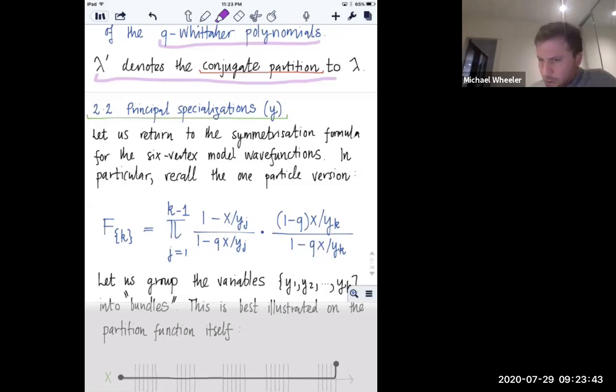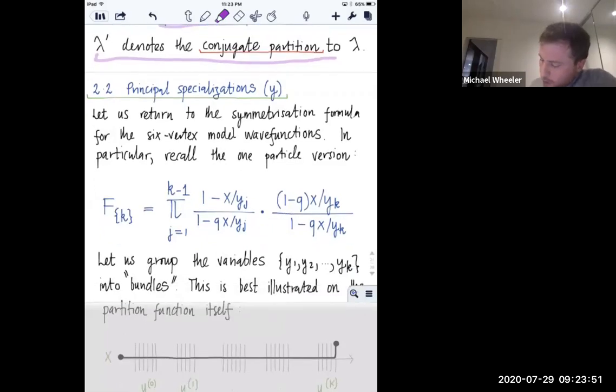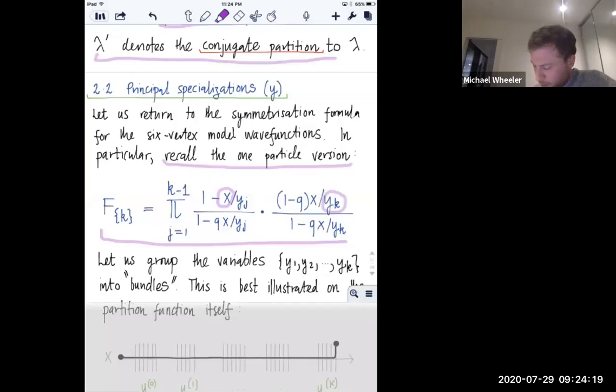The way that we do the specializations is a little bit intricate, so let's have a look at what happens. As an illustrative example, we're going to go back to the one particle wave function that we saw in the previous lecture. I've just written it down again here. It's a rational function depending on the single variable x, and on the y variables from y1 up to yk. This was just the partition function that you get when you have one row.